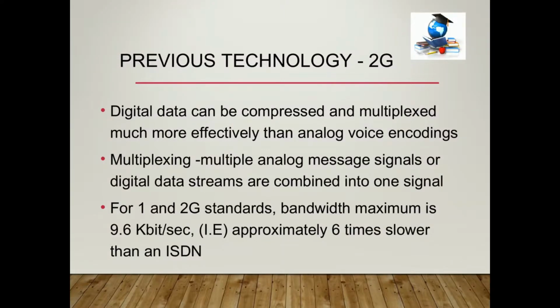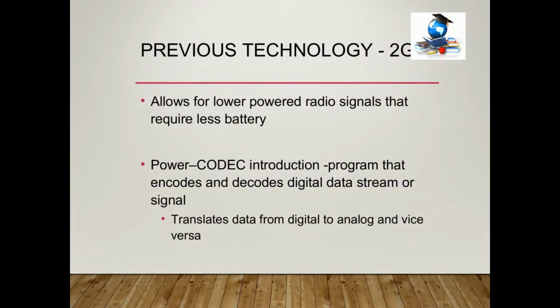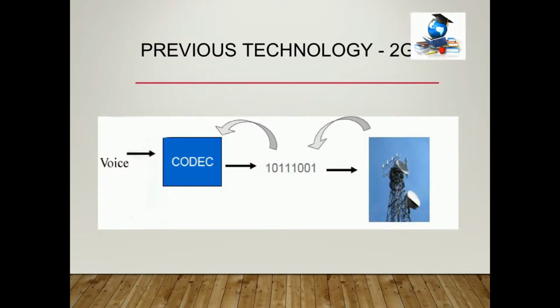Previous technology. 2G. Digital data can be compressed and multiplexed much more effectively than analog voice encodings. Multiplexing: multiple analog message signals or digital data streams are combined into one signal. For 1G and 2G standards, the bandwidth maximum is 9.6 kilobits per second, approximately 6 times slower than an ISDN.